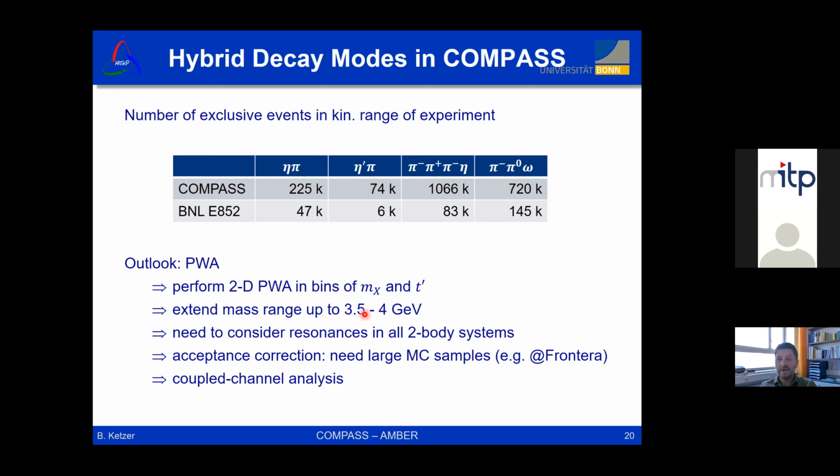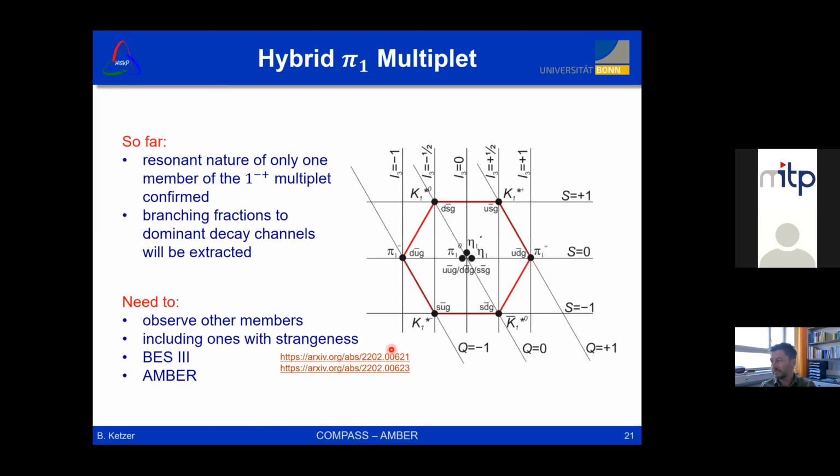We want to extend the mass range up to 3.5 to 4 GeV to connect to some Regge-like predictions that were done by JPAC. Of course, considering resonances in all 2-body subsystems, we are just producing our Monte Carlo samples using the Frontera supercomputer in the US. And then finally, of course, we want to do a coupled channel analysis, as was done for eta pi, eta prime pi.